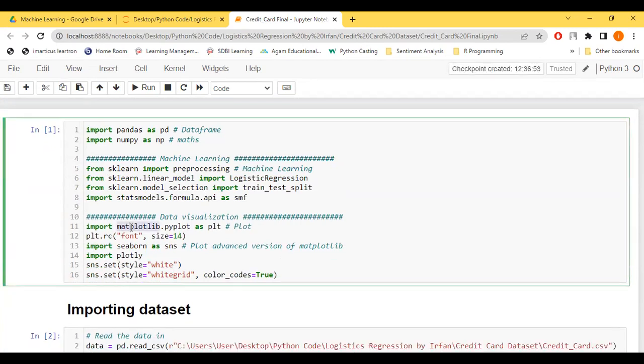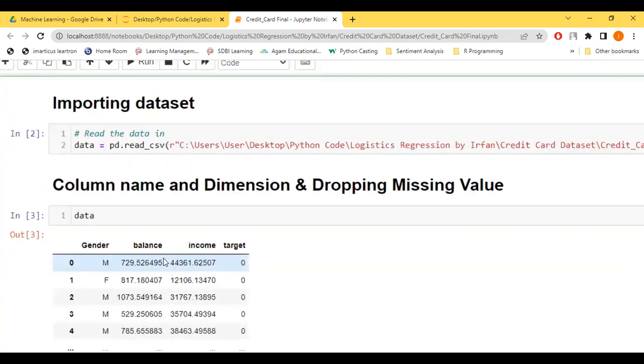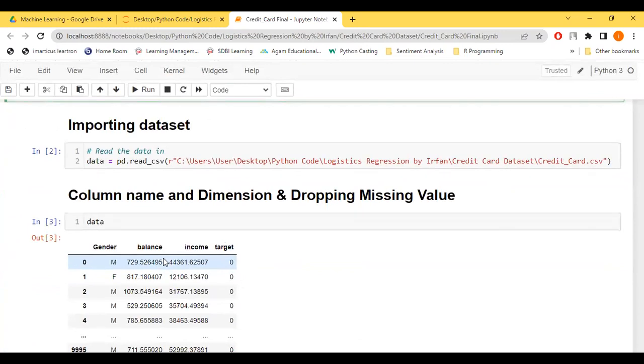And we have Matplotlib for data visualization and Seaborn. So Matplotlib, Seaborn is used for data visualization. I import a data of credit card. Let me explain what this data is about.